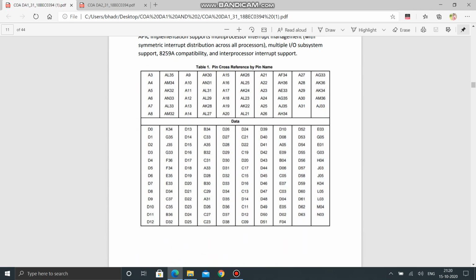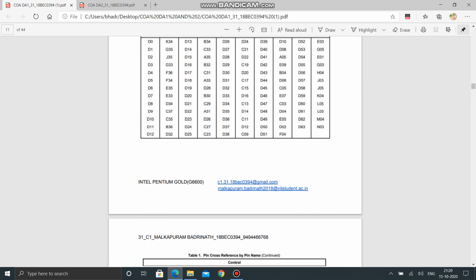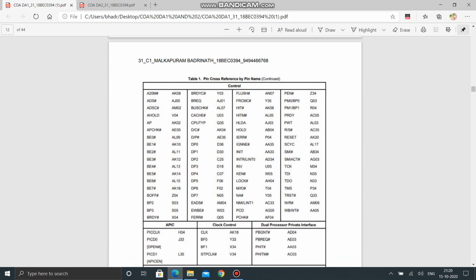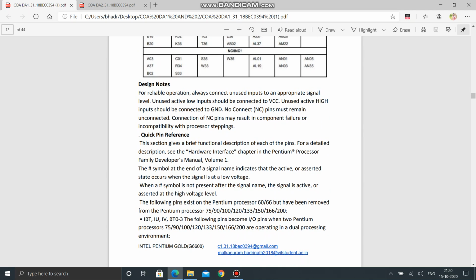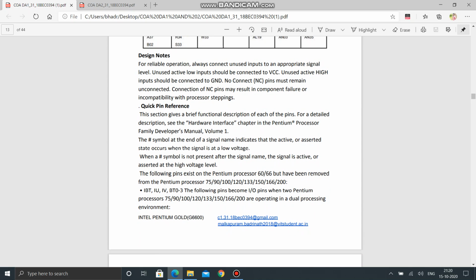So this is all the pin cross reference by pin name data. This has all been said. Design notes for reliable operation: always connect unused inputs to an appropriate signal level. Unused active low inputs should be connected to VCC. Unused active high inputs should be connected to ground. No connect pins must remain unconnected. Connection of NC pins may result in component failure or incompatibility with processor steppings.